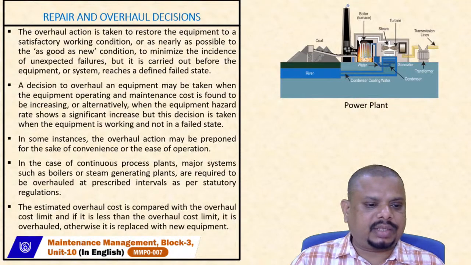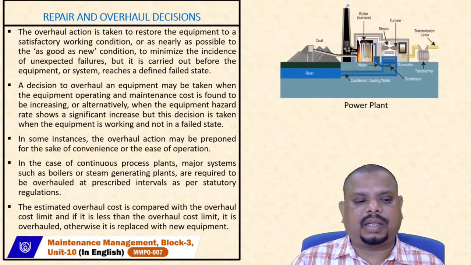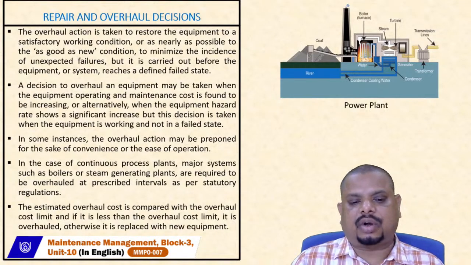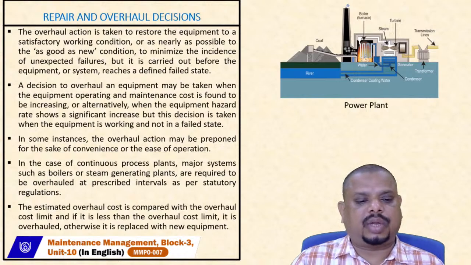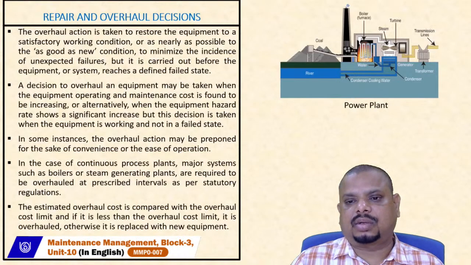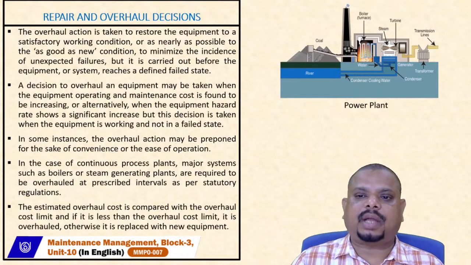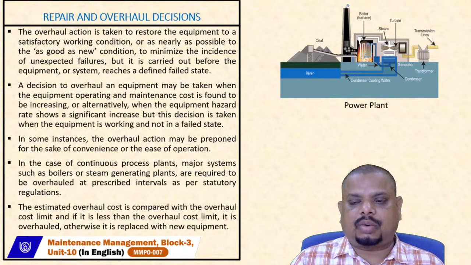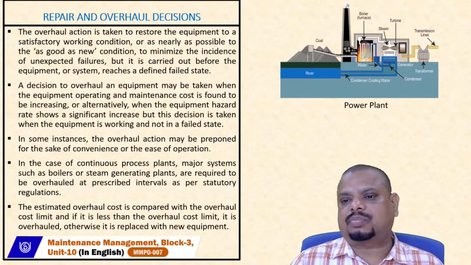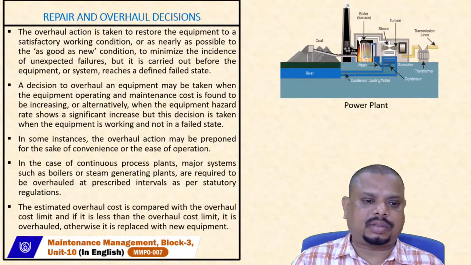The next important part is that in the case of a power plant, the estimated overhaul cost is compared with the overhaul cost limit, and if it is less than the overhaul cost limit, it is overhauled; otherwise it is replaced with new equipment. So if you go for regular interval overhaul decisions with respect to boilers and you find any kind of difficulties, you can simply replace the entire boiler which generates the steam, and this does not affect the power generation in the case of captive power plants.